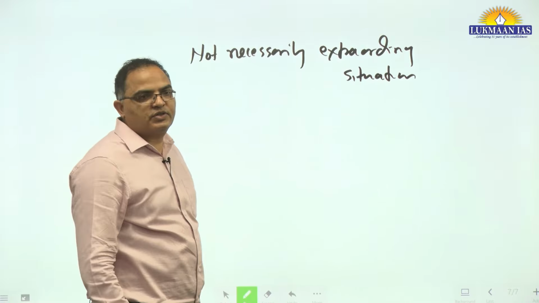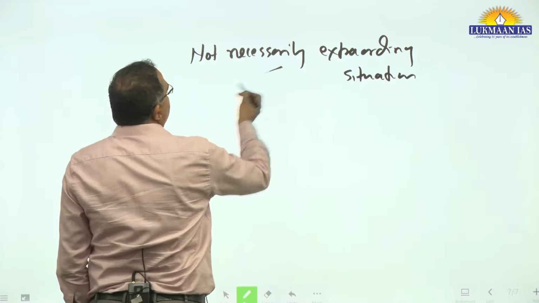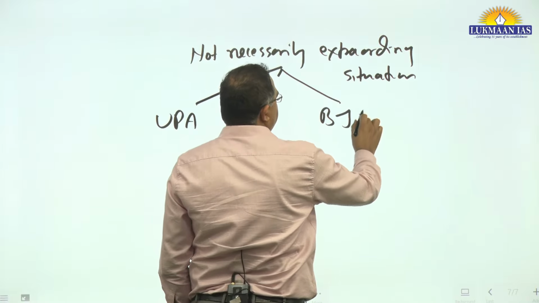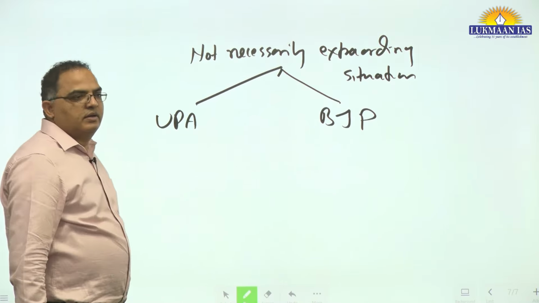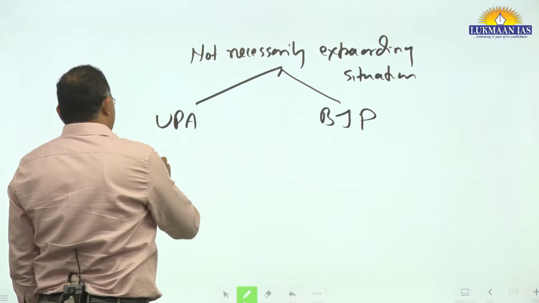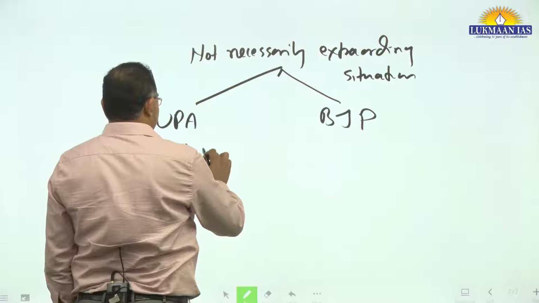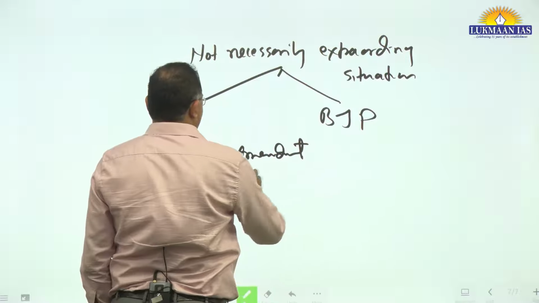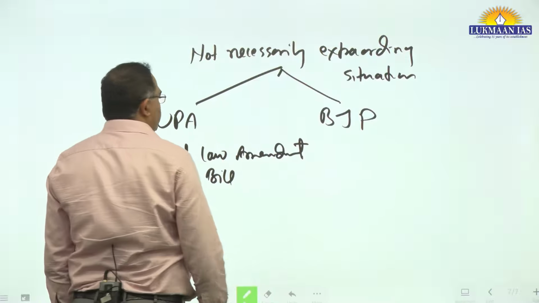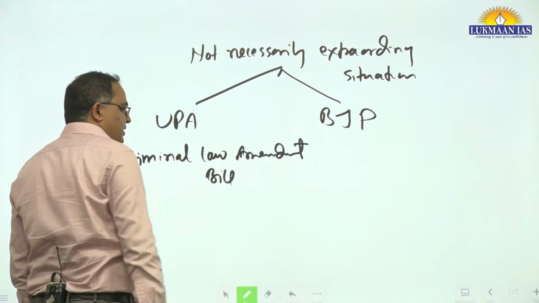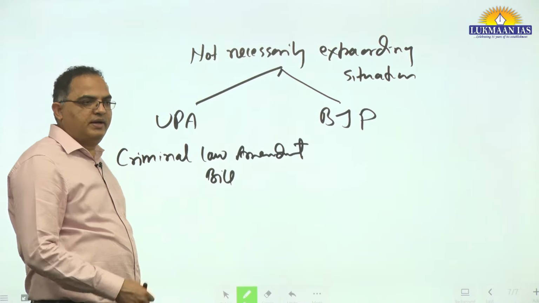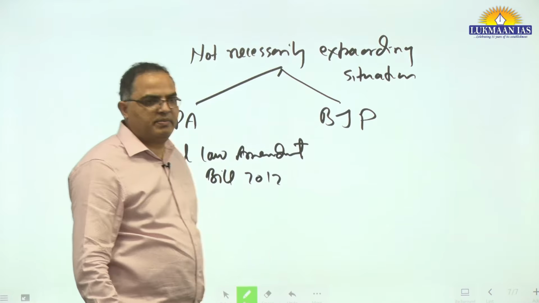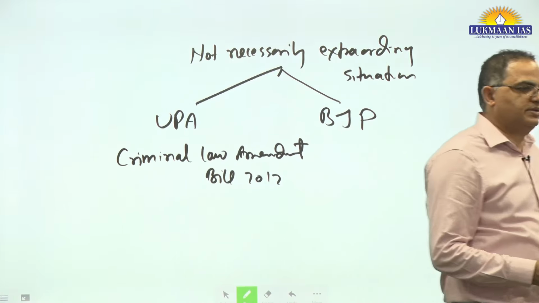Not necessarily extraordinary situation. We generally give two examples. One is UPA time, another is BJP time, to balance it. Right. The UPA government brought a criminal law amendment bill after the Nirbhaya incident, around 2012, I guess.